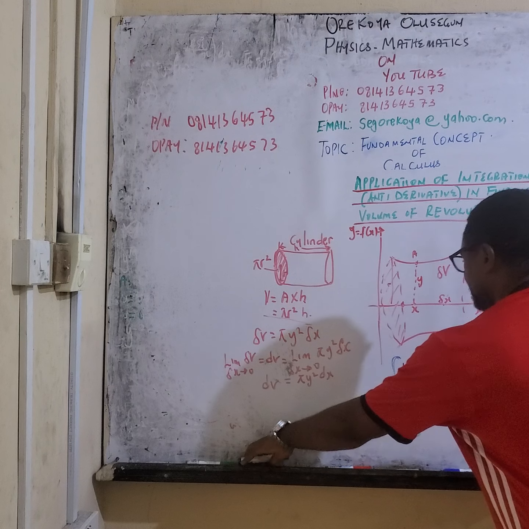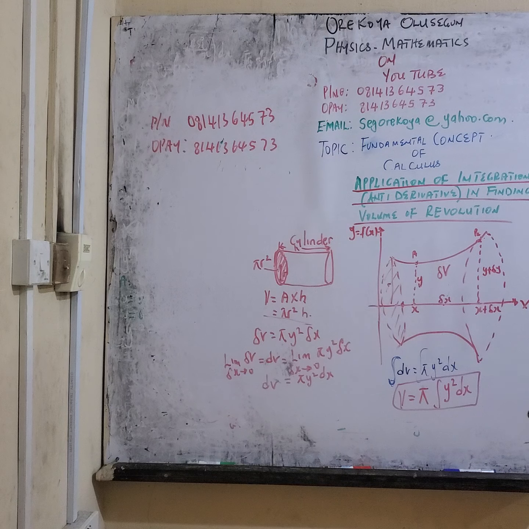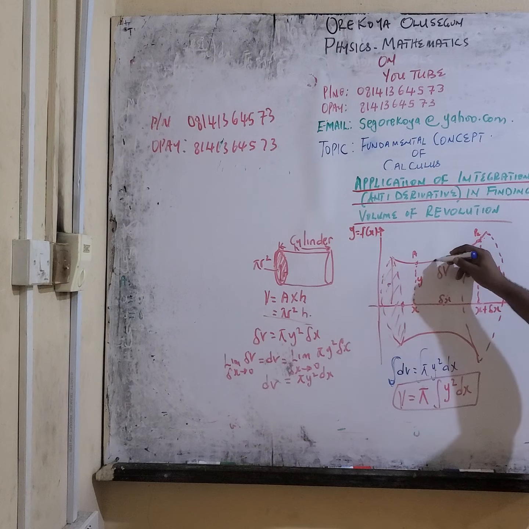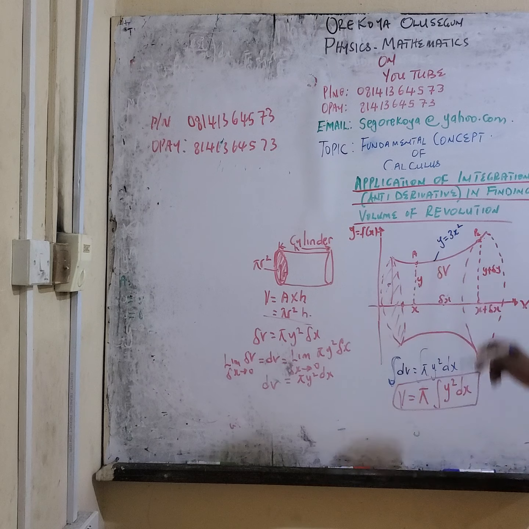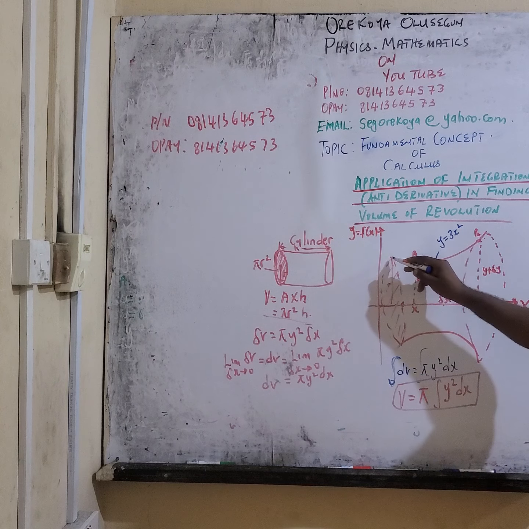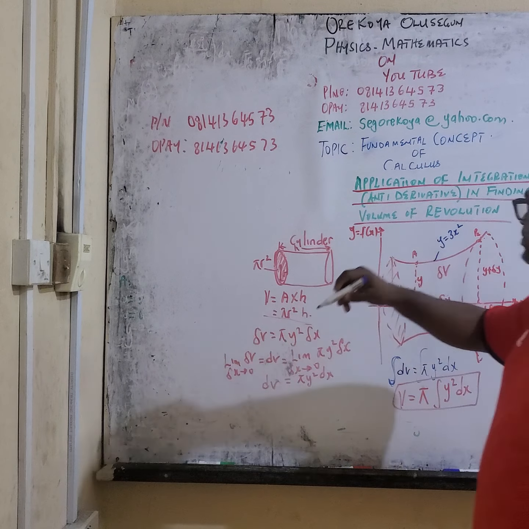Now, let's say the function y that I have here is, let's say, 3x squared. So if you are asked to calculate, okay, let me give an exercise. Example.